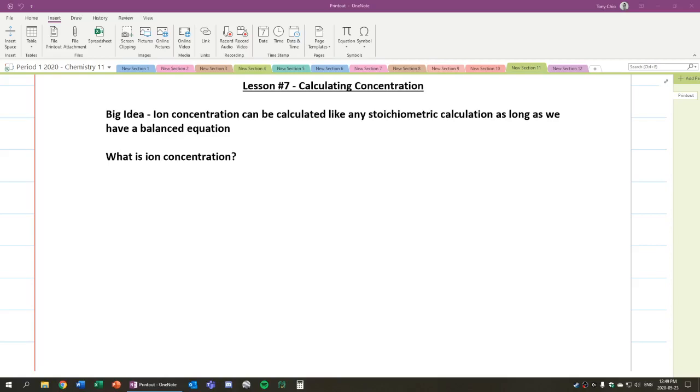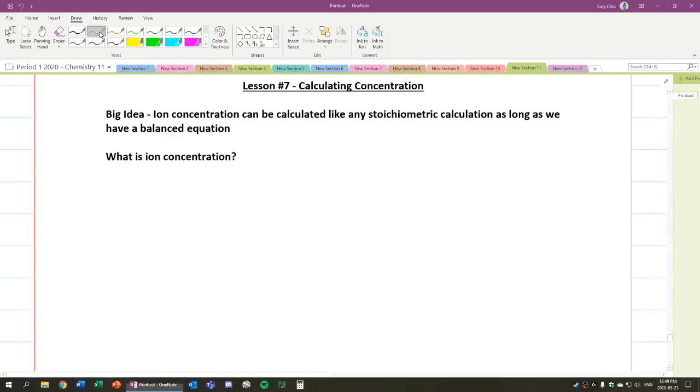In this lesson we're going to talk about calculating concentrations. Now the big idea here is that ion concentration can be calculated like any stoichiometric calculation, as long as we have a balanced equation. Now what is ion concentration? Well, just like stoichiometry, when reactants turn into products, we can think of solubility as solids turning into ions.